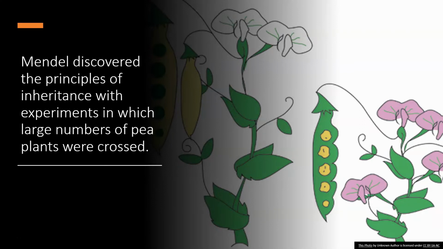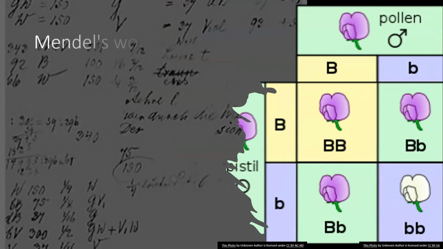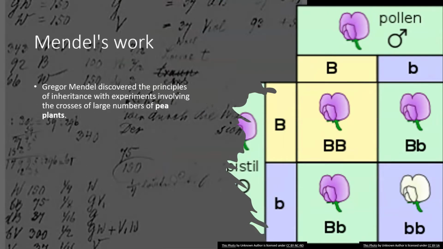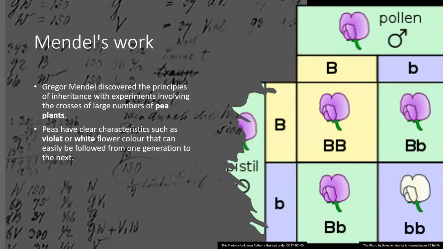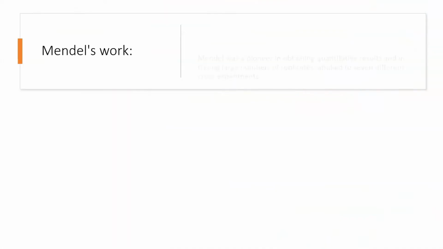Now Mendel discovered the principles of inheritance with experiments in which large numbers of pea plants were crossed. So peas have some very clear characteristics. One of those is flower colour. Okay, and this can easily be followed from one generation to the next. They can then be crossed to produce hybrids, and they can be allowed to self-pollinate. So it gives the opportunity for lots and lots of different genetic outcomes and genetic traits to be carried on.